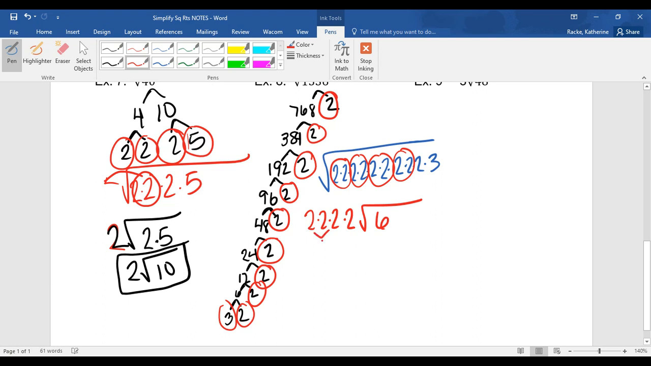Multiply 2 times 2, that gives me 4. 2 times 2 gives me 4 again. Multiply my 4's to give me 16. So that will be my new outside number, 16, square root of 6. That would be the final answer.